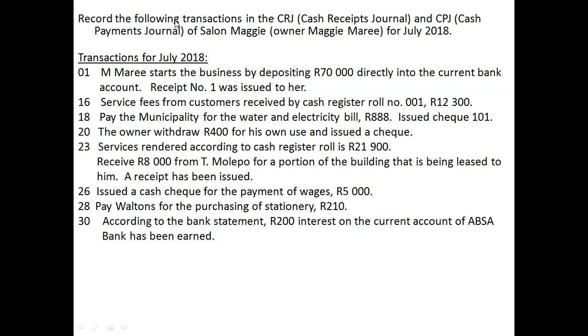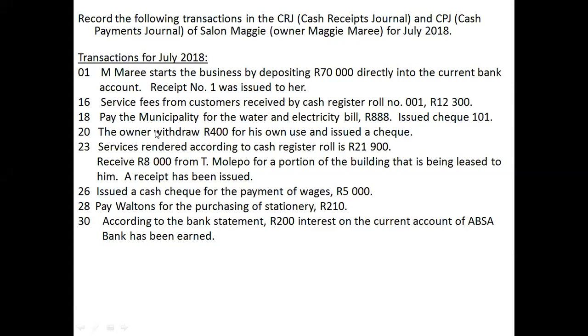On the 1st, M. Maria starts the business by depositing 70,000 directly into the current bank account. Receipt number 1 was issued to her. If we look at the transaction, when somebody deposits money, then it's a capital transaction. And the capital transaction and its receipt number 1 always goes to the CRJ. Look at the information that we have: the name is Maria, 70,000 Rand, receipt number 1, and it was paid directly into the bank account.